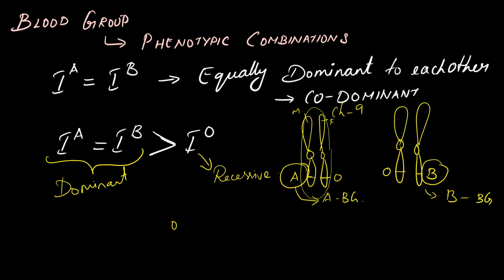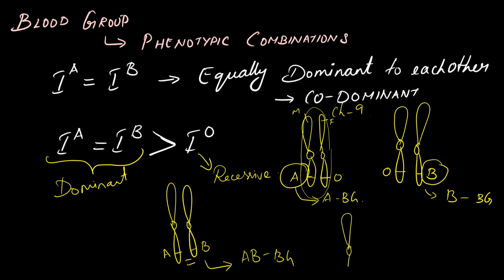Okay, and in another case, if a child is going to have, in a homologous chromosome, one allele with the A and another allele with the B, what will happen? They are equally dominant. Okay, as they are equally dominant, in this particular case only, the child will be having AB blood group.